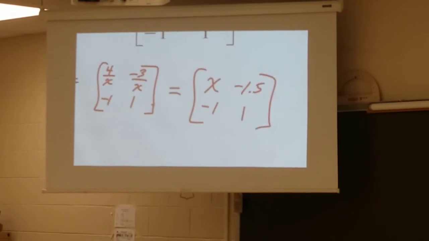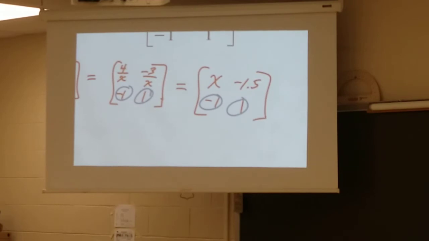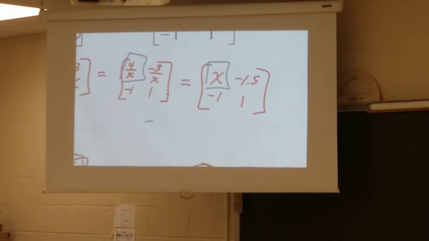They're equal. And look, there's parts of them that are already equal, but it's the x parts that we want to use to find x. Now, let me get rid of some of the extra stuff. That means that 4 over x would have to equal x. 4 over x would have to equal x.